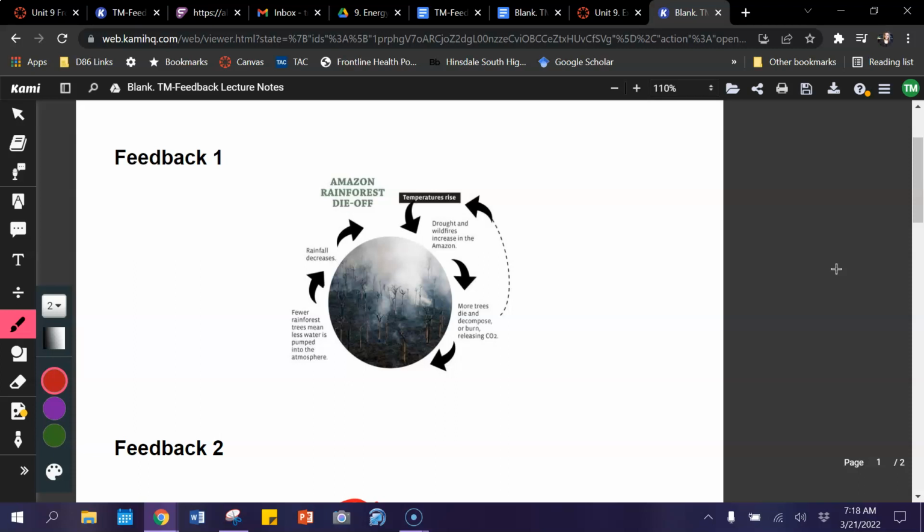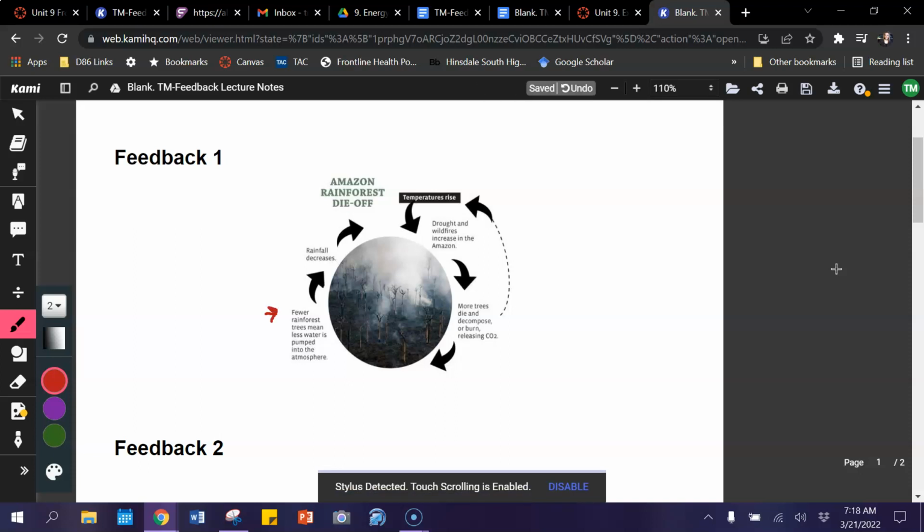And if we follow the arrow around towards the left, it says that fewer rainforest trees mean less water is pumped into the atmosphere, and rainfall decreases, and we have more drought and wildfires that increase as the temperatures rise.